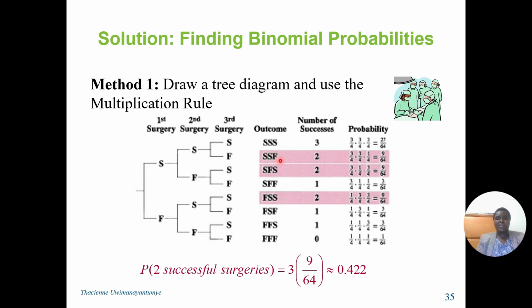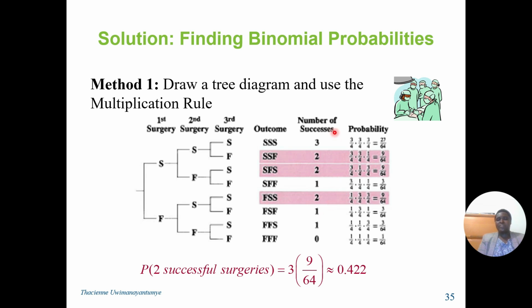And here we have two people have a successful surgery. And how many possible events? We may have the first and the second having a successful surgery, or we may have the first and the third, or we may have the second and the third having a successful surgery. So we have 3 possible cases of having two successful surgeries.